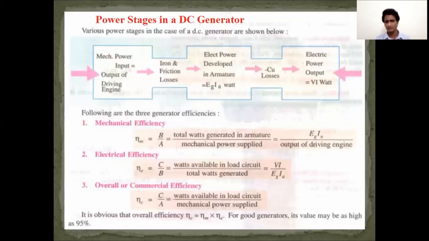And for good generators, generally there will be an efficiency of around 95% available. The relation between these three efficiencies is: commercial efficiency is equal to mechanical efficiency into electrical efficiency. You can multiply mechanical efficiency into electrical efficiency, then the EG IA terms will cancel out, and you will get that commercial efficiency will be equal to watts available in the load circuit divided by mechanical power supplied, or output of the driving engine. Hope it is clear for you.